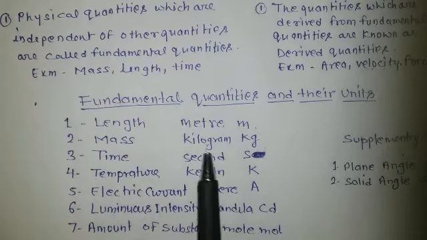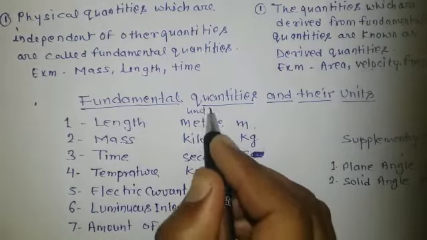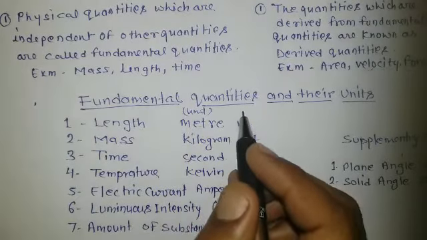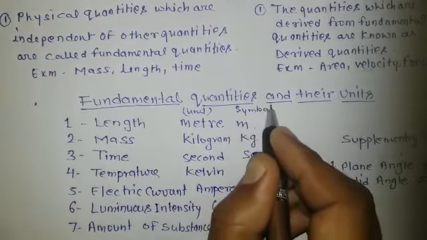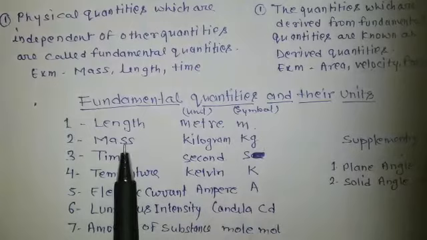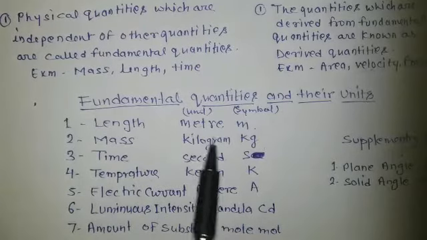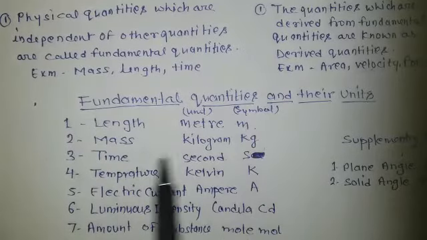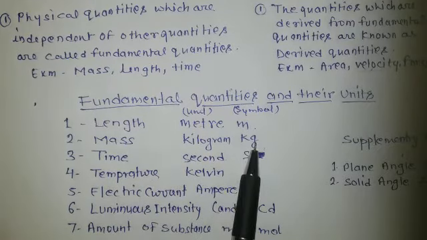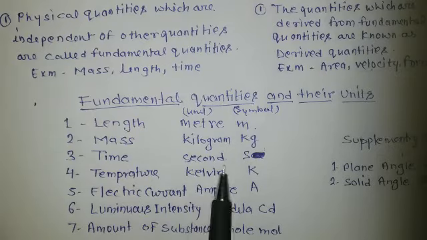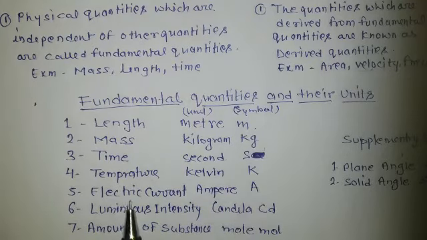Here I have provided the units of these fundamental quantities and also the symbols of these quantities. The unit of length is meter and it is denoted by the symbol m. The unit of mass is kilogram and it is denoted by kg. The unit of time is second and denoted by s. The unit of temperature is Kelvin and it is denoted by K.